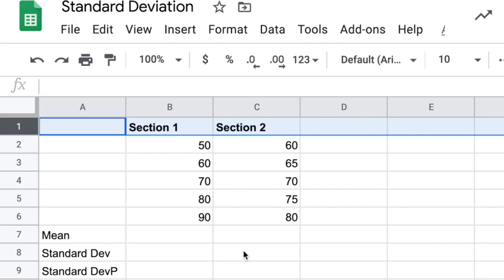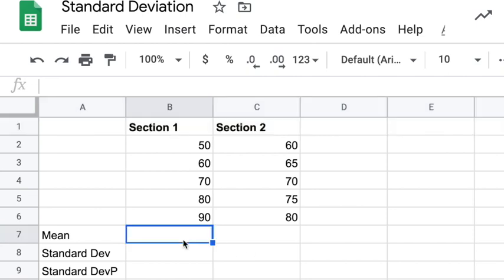Standard deviation by hand, I think it's much more reasonable to do it using a spreadsheet or a fancy calculator instead, because doing the calculation itself offers no insight into what is going on. So we'll start off with my section 1 and section 2 scores here. And you can find the mean of both of these data on a spreadsheet also.